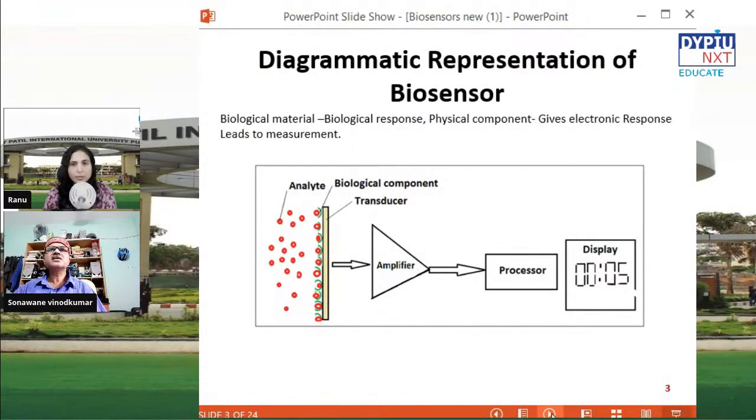Slide number 3. Yes, this one. The biological component acts as a transducer. Transducer basically means that a physical change or a chemical change takes place right there, and further it is processed. And how can the sensitivity of a sensor be increased? Sensitivity, yes. Okay, sensitivity.